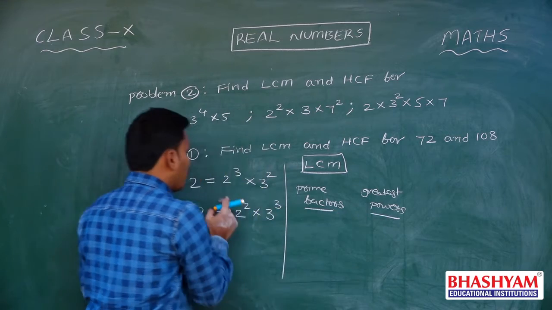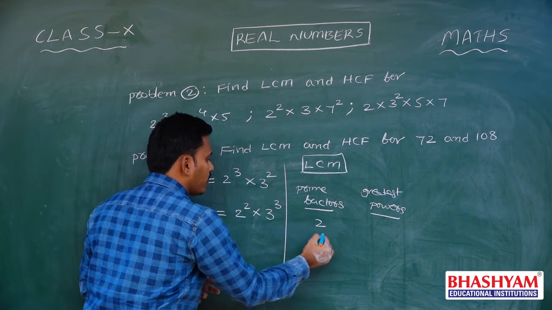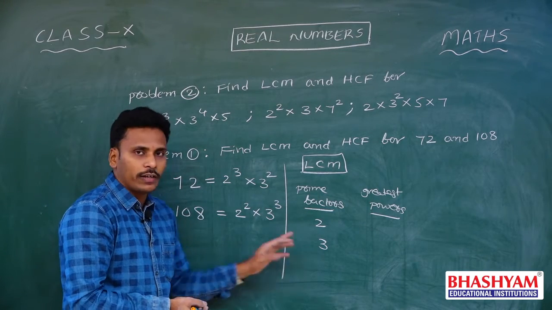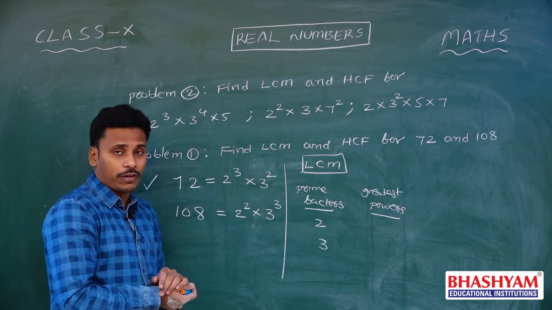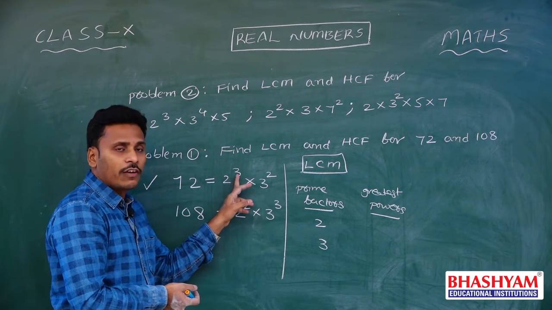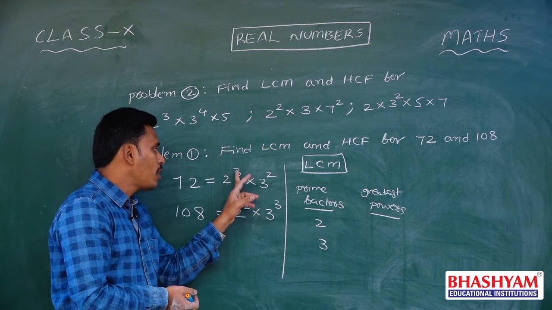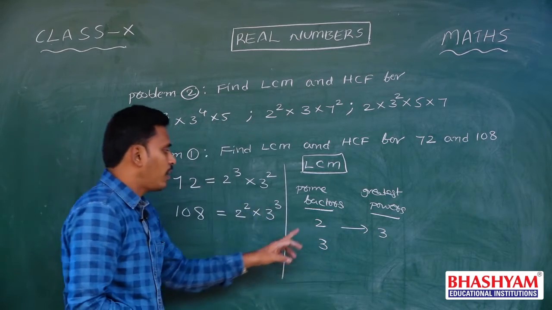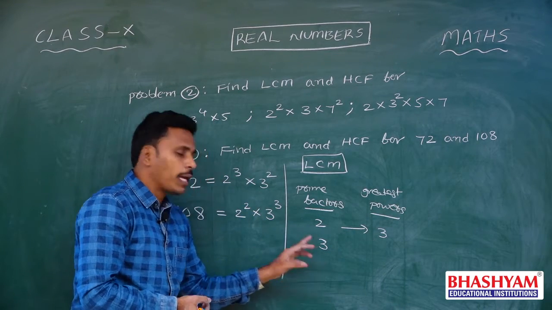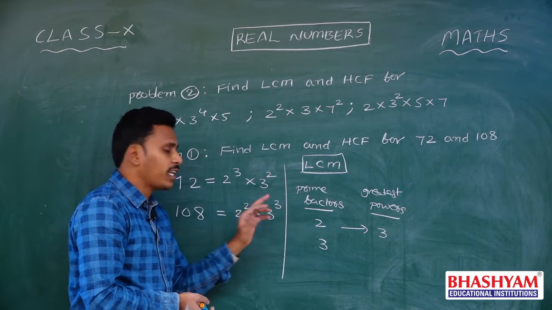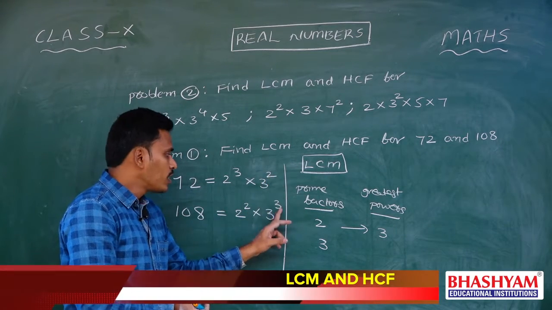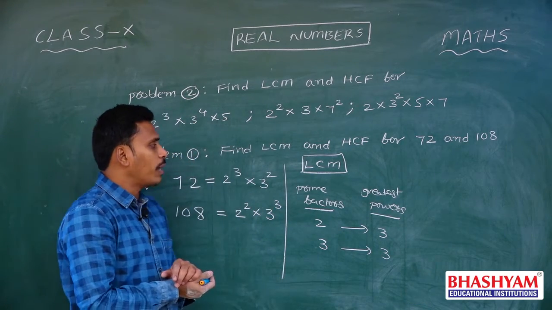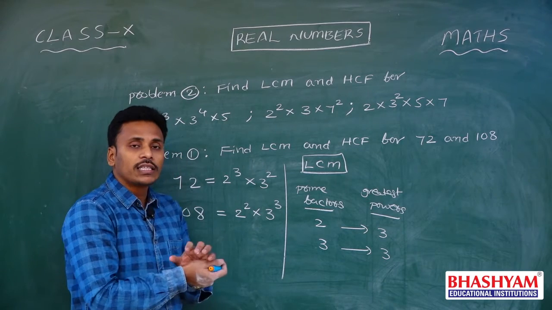Look there. See, the prime factors involved in the prime factorization of the two numbers are 2 and 3. Then what about the greatest powers? For 2, the power is 3 in the first number, power is 2 in the second number, and among these 3 and 2, the greatest power is 3. Then for the prime factor 3, the first number has power 2, the second number has power 3, so the greatest power is again 3 here. So for 2 and 3, the greatest powers are 3 and 3.